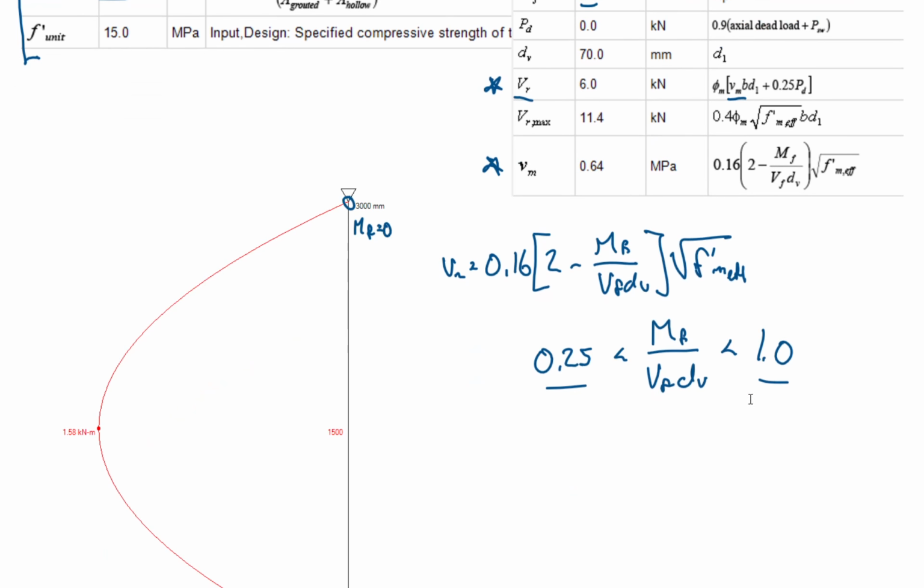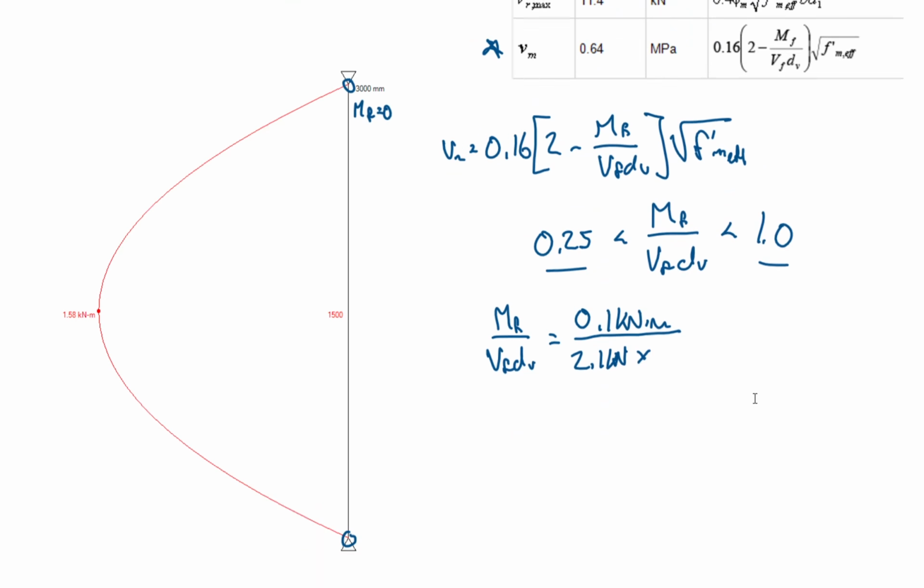So if we want to figure out what this factor is, Mf over Vf dv, let's put in our numbers. We have 0.1 kilonewton meters. We're going to divide this by our shear, which is the 2.1 kilonewtons, and multiply that by our shear depth, dv. For an out-of-plane wall, that's equal to the depth to our steel. So in this case, we just have dv of 70 millimeters. That's the bar being placed in the middle of the wall. And just recall that the whole thickness is 140, so this is half of that. So we have 0.07 meters in there.